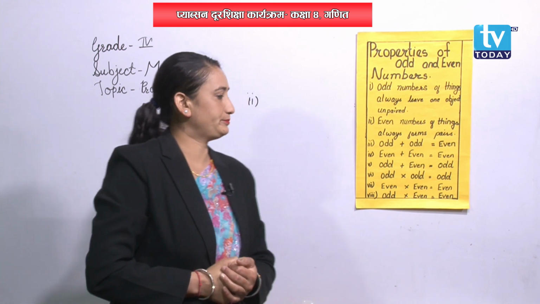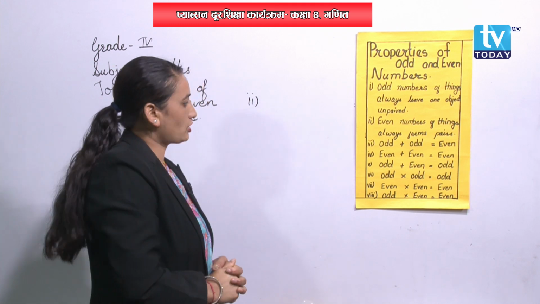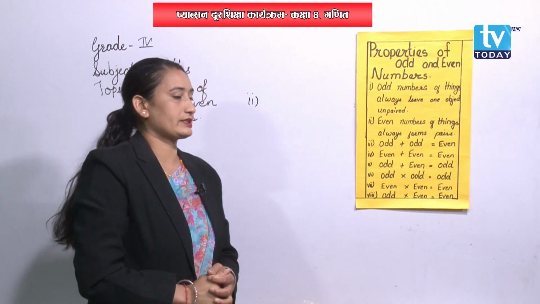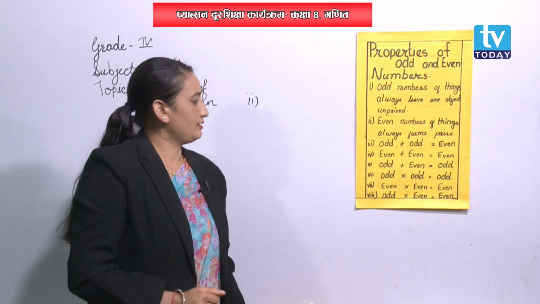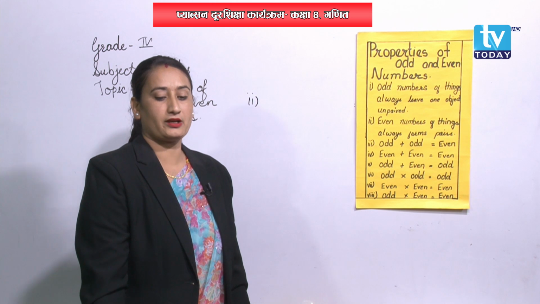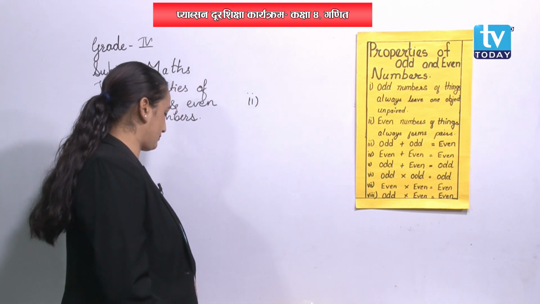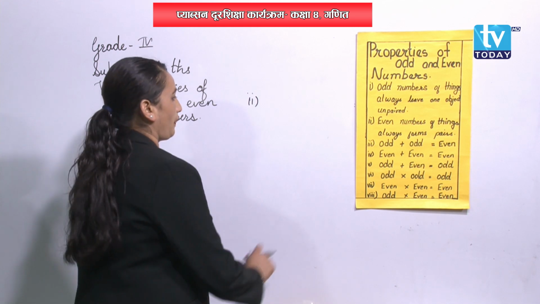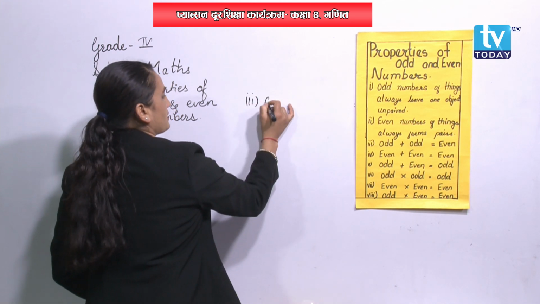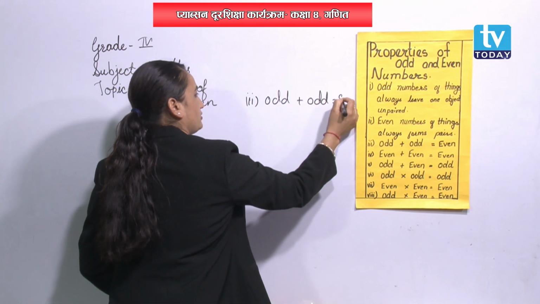Now the third one. Shall we go for the third one? Okay, now in the third one, what is written? Odd plus odd becomes even. Wow. Oh, see, if you make odd plus odd, then it becomes even. So how will it become even? Let's take it out. Odd plus odd equals even.